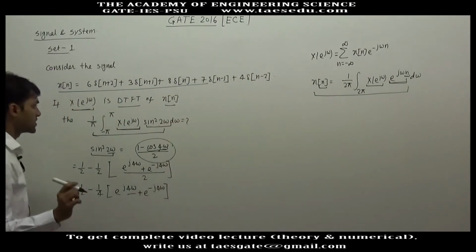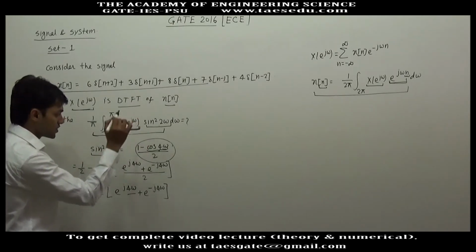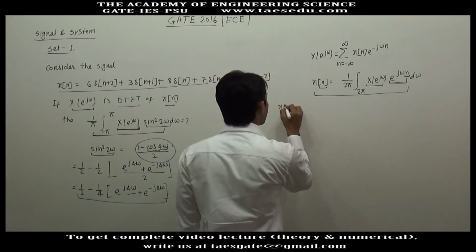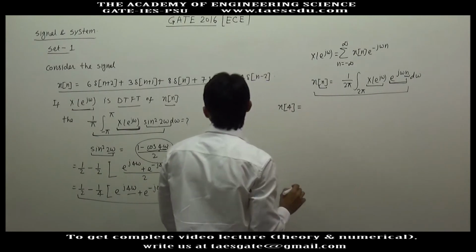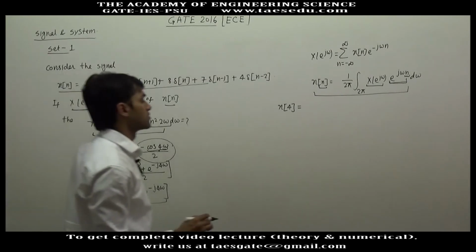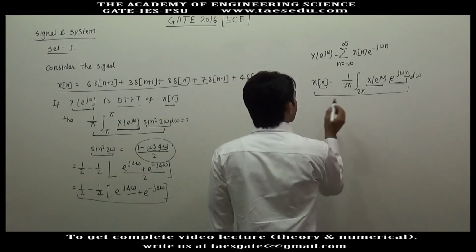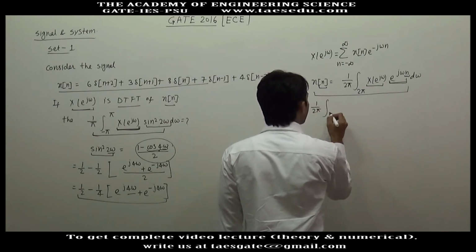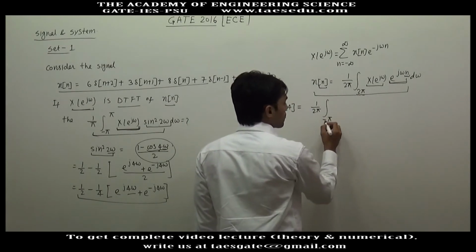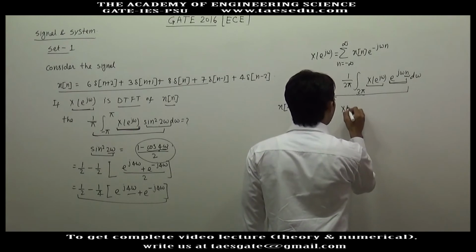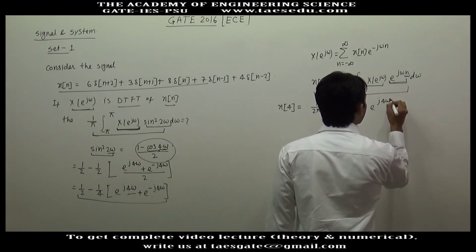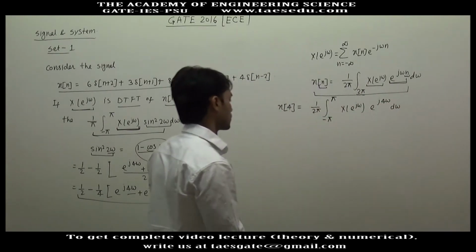In that equation we basically have to find x e to power j omega into this quantity. So first we will put n equal to 4. From this equation we can find the value of x4, x minus 4 or x0. x4 will be 1 upon 2 pi integration. This is integration over 2 pi, so you can take limits from minus pi to plus pi of x e to power j omega e to power j 4 omega d omega. This is the value of x4.